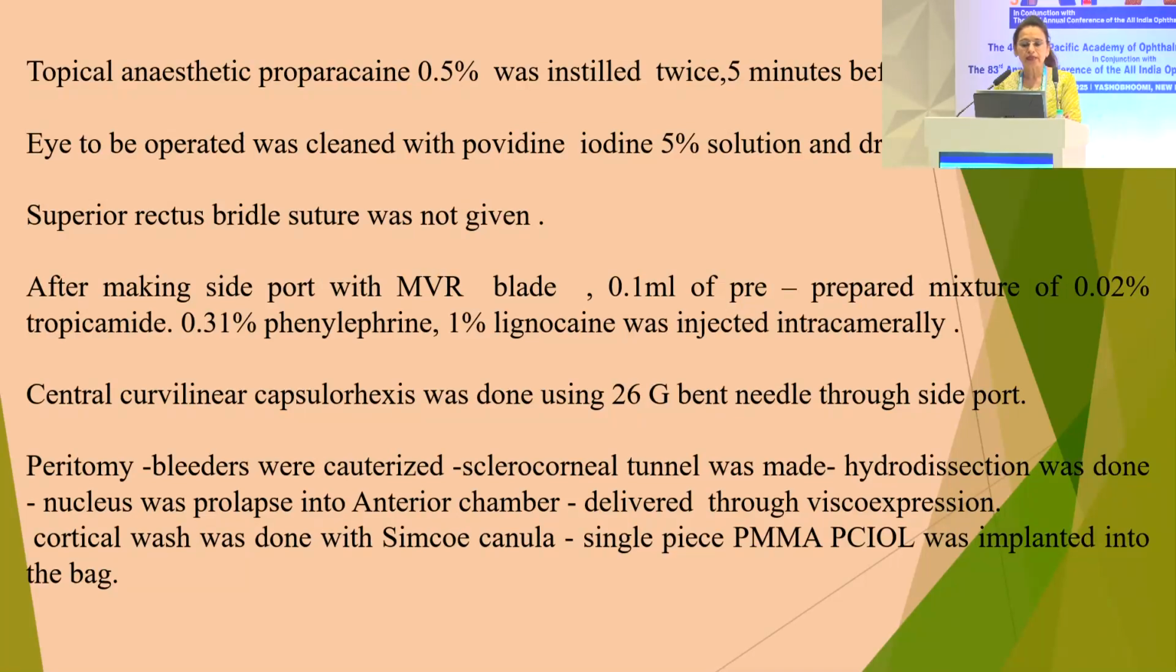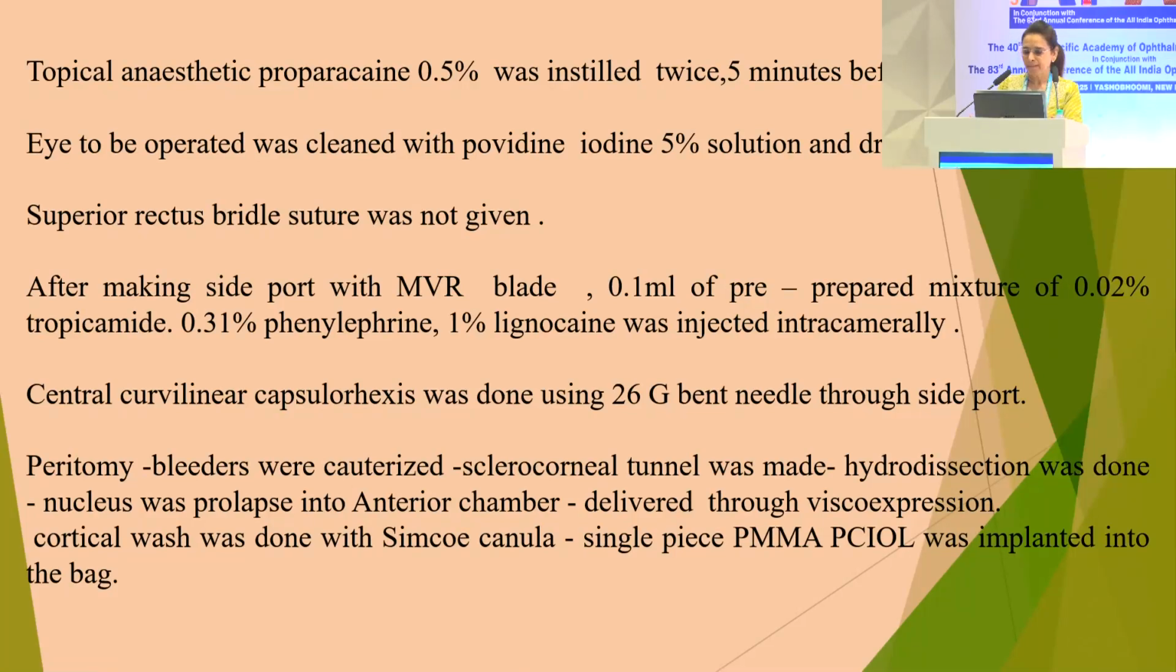No superior rectus bridle suture was given, and an intracameral fixed dose combination was injected, 0.1 ml solution, through the side port. Then a CC rexus was done through the side port with a 26 gauge bent needle. After conjunctival peritomy, a sclerocorneal tunnel was made.